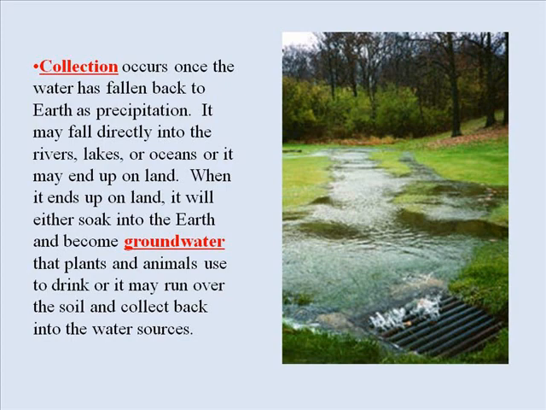Following precipitation, we have collection. Once the water hits back at the earth, whether it is snow, rain, or hail, once it collects back to the earth, that is collection. And it could fall directly back into a water source like rain over a river, or it can actually fall onto the ground. If it falls onto the ground and it soaks in, it becomes groundwater. Plants and animals will then use this groundwater either as it runs over the soil, or some of the plants will depend on the water that has collected underneath the ground.